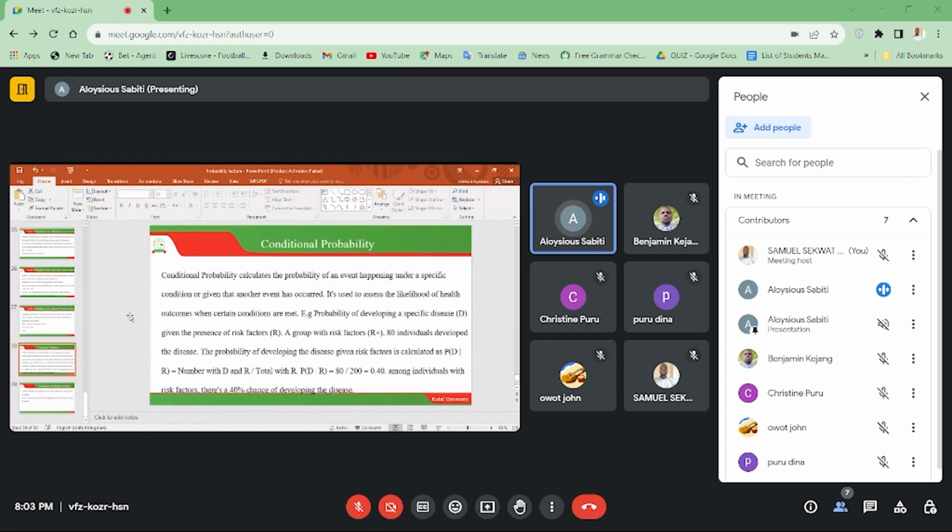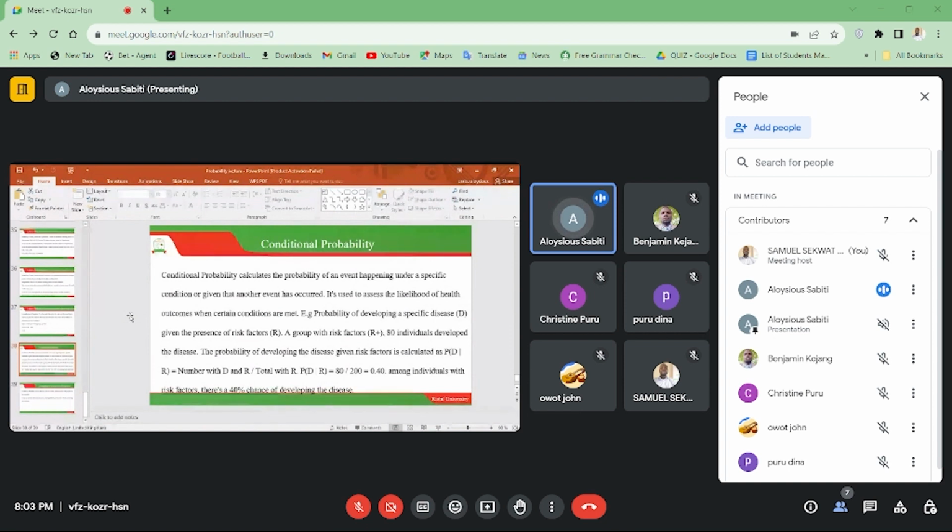And in conditional probability, we want to just understand that it calculates the probability of an event happening under a specific condition, or given that another event has occurred. So it is used to assess the likelihood when certain conditions are met. For example, the probability of developing a specific disease given the presence of a risk factor.